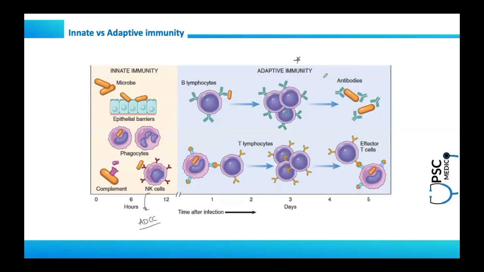In adaptive immunity, you won't see an immediate response. The antigen is now presented to either B lymphocytes or T lymphocytes. Then the adaptive immunity starts and it will produce antibodies in the case of B lymphocytes, or it will produce effector T cells, that is cytotoxic T cells, in the case of T lymphocytes, and all these at a later part will fight against the infection. So this is the basic difference.